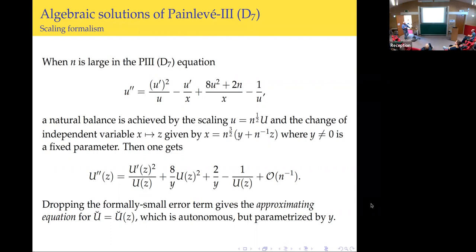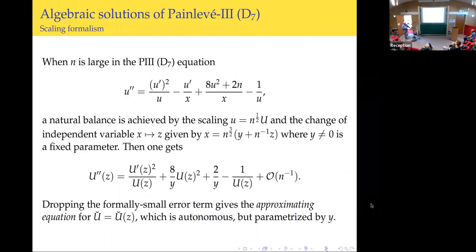So you think of y as a constant here. I'm going to basically scale x like n to the 2/3, but then I want to add some correction term, and I want to think of this as the new independent variable. So this is a map from x to z for some fixed y that I pick. Then if you plug this in and you use the chain rule to compute the derivatives, this equation becomes an equation on capital U of z, which is exactly written here.